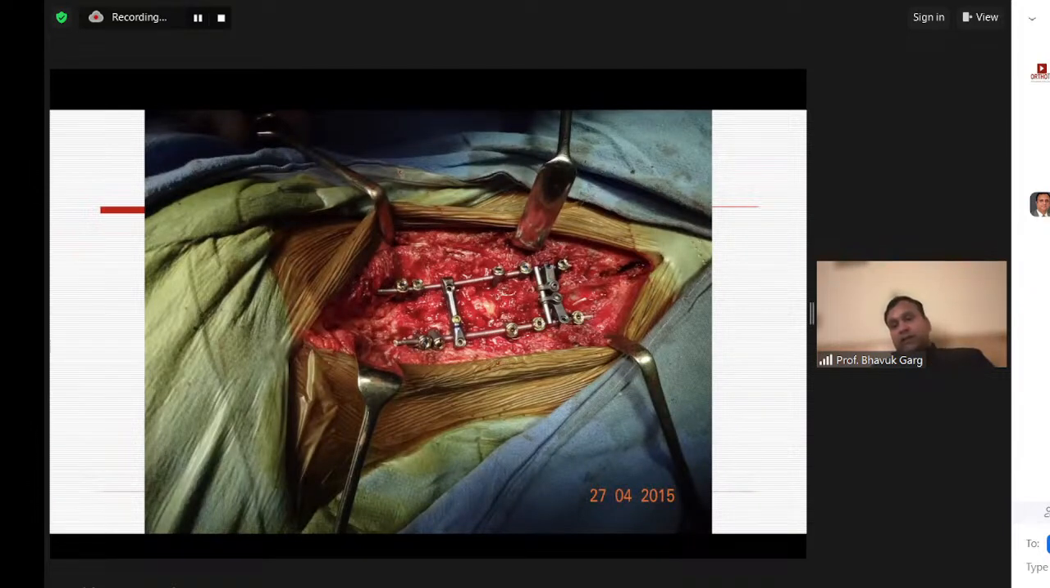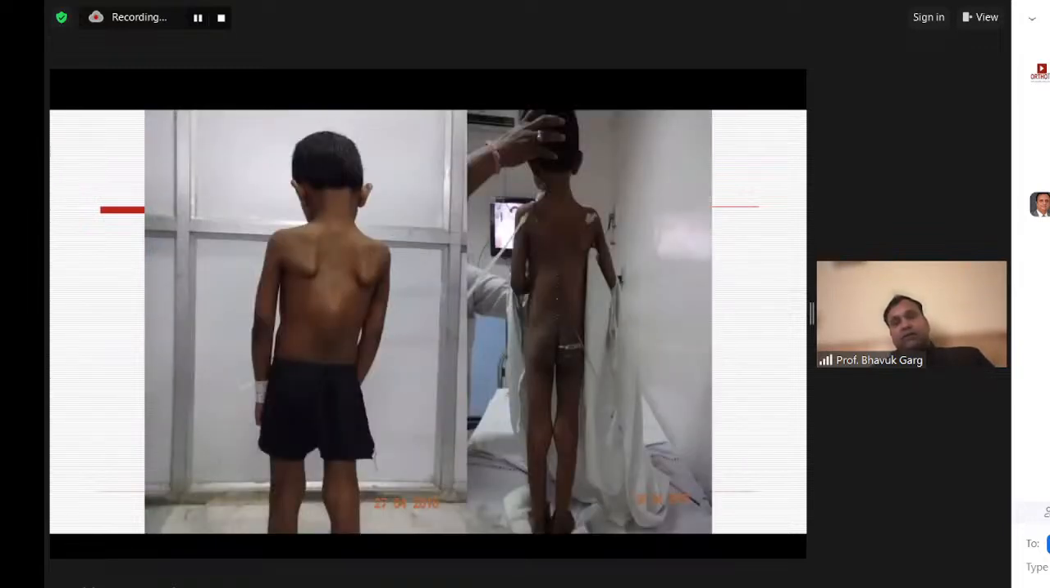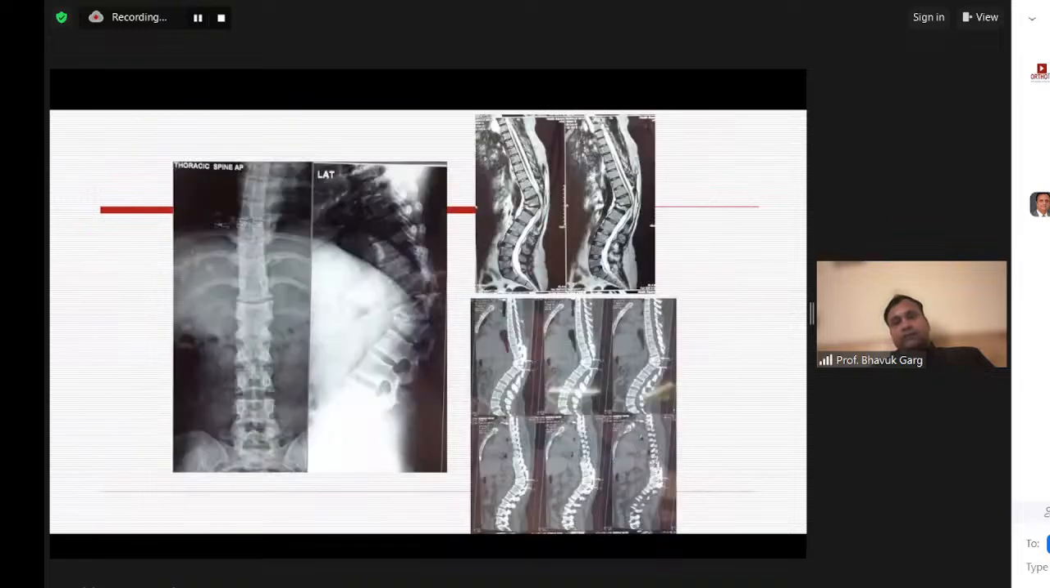The instruments, again, the implants, are a problem. In this case, I had to use the cervical system because we didn't have the pediatric system at that time. So the maximum size available was the 26 mm screws, and I could barely pass the pedicle, but they had good enough purchase, and I could get good correction. And you can see here the post-operative correction in the patient.